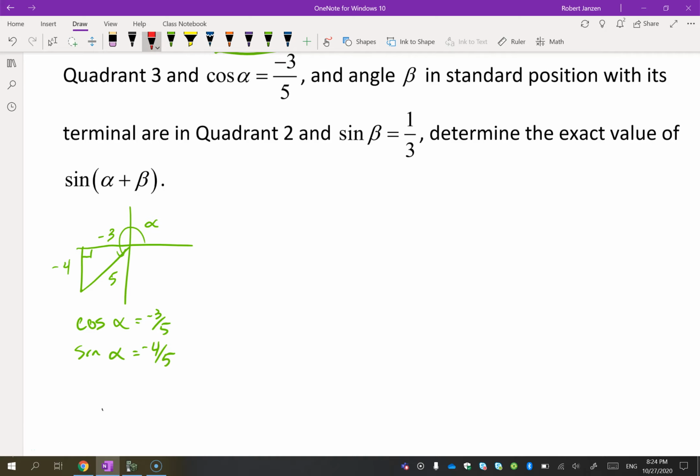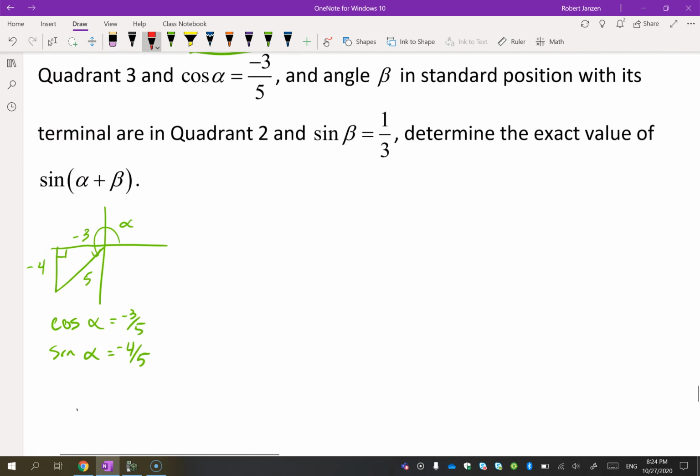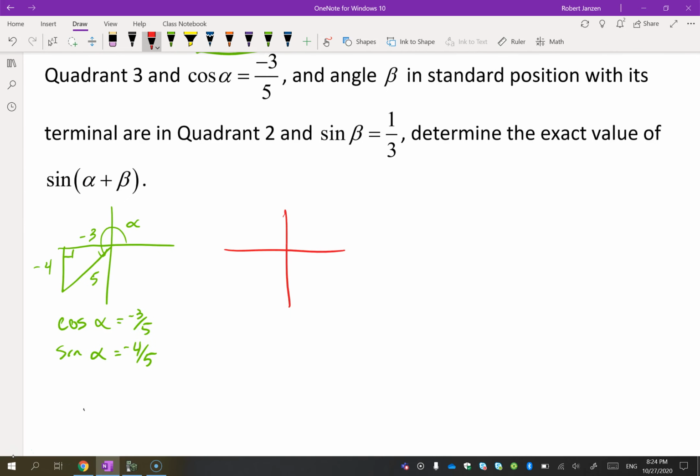Okay, let's look at the second angle. It's beta. Beta is in standard position in quadrant 2, and it says sine is 1/3. So using Pythagoras, this is going to give me √8 for cosine, and it will be negative. So I know that sine of beta is 1/3, and cos of beta is -√8/3. I've just figured that out by the information that was given.